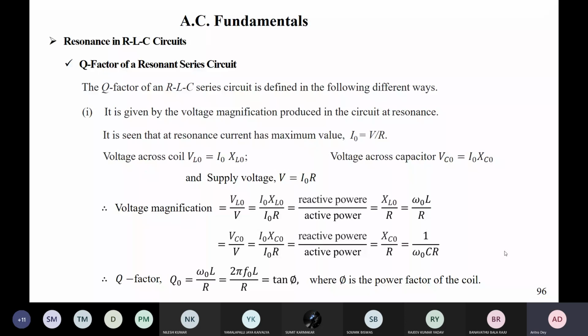So here you can see the Q factor of a series RLC circuit is defined as the voltage magnification, we can call it. So what is that?